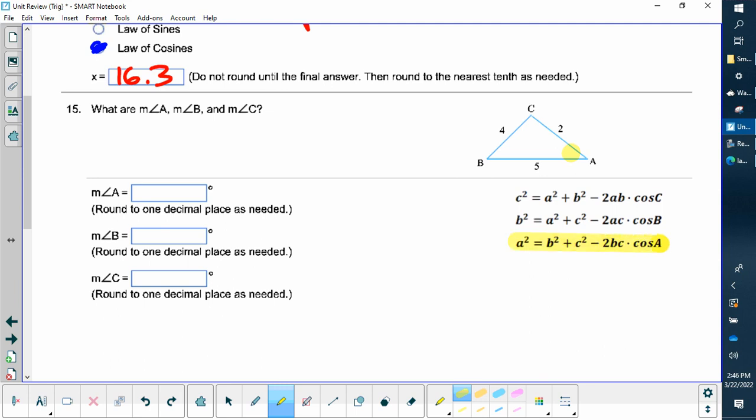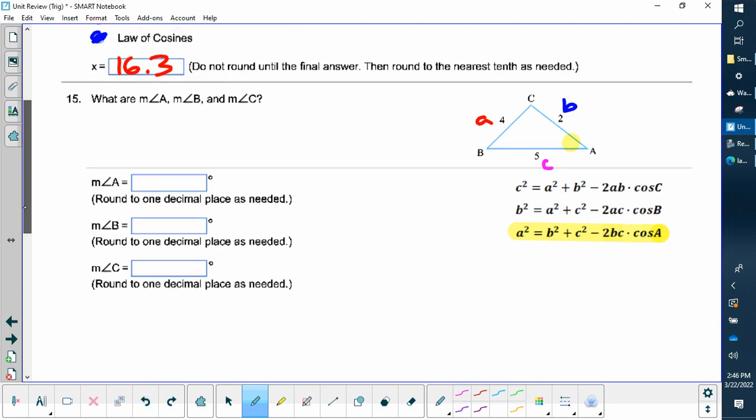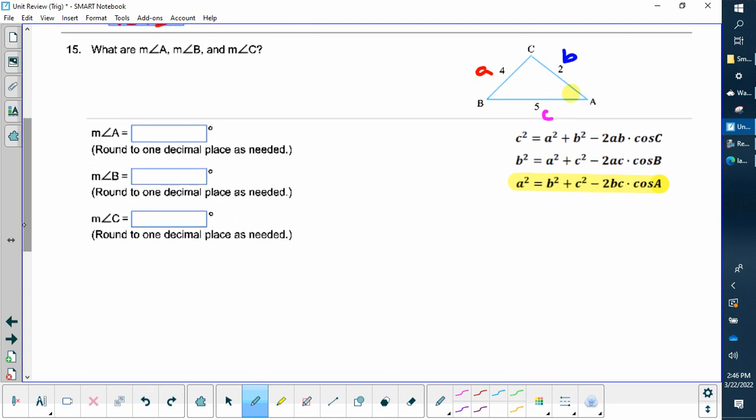I am going to name some stuff. So this is little a. And this is across, so this is little b. And the last one, this is little c. Okay, I'm going to plug in all the variables I know. And I'll do that right here. Let me move this up a little bit.